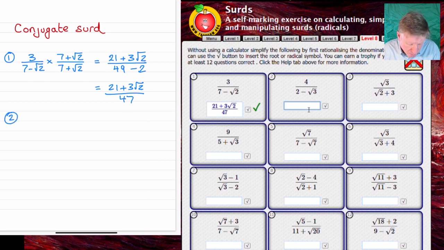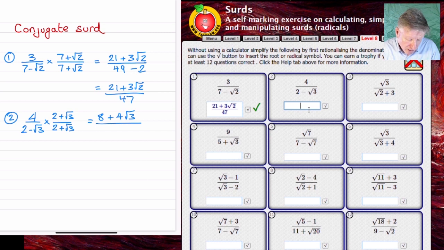So question number 2, we've got 4 over 2 minus root 3. Multiply top and bottom by the conjugate surd, which is 2 plus root 3. So on the top of the fraction, I've got 8 plus 4 root 3. And on the bottom of the fraction, 2 squared is 4. Subtract root 3 times root 3, which is just 3. That's very nice. I've just got 1 on the bottom of the fraction, so that will just be 8 plus 4 root 3 as the answer to this question.